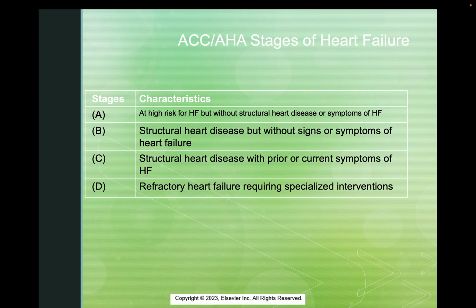So this is what the American Heart Association describes as heart failure stages, so stages A through D. This table shows stage A is at high risk for heart failure, but without actual structural heart disease. B is structural heart disease, but with no signs or symptoms of failure. C is structural disease with prior or current symptoms of failure, and D is refractory failure requiring specialized intervention.